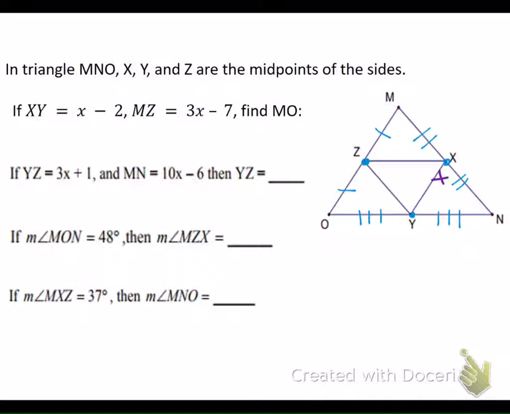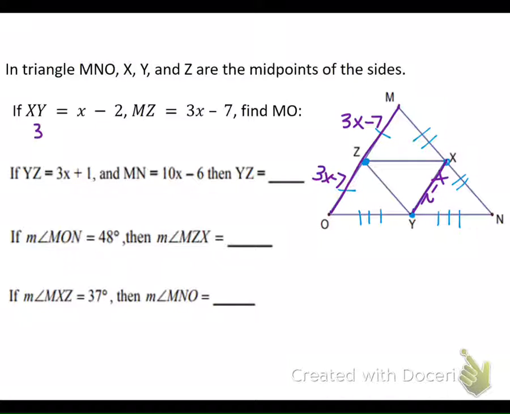So XY is X minus 2, and MZ is 3X minus 7. Says find the length of MO. So if this is 3X minus 7, then this is, what is this? 3X minus 7. So this is the midsegment of this.